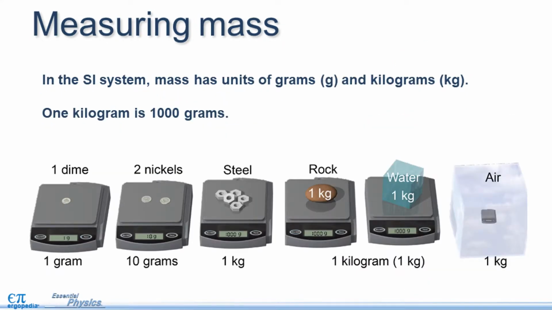In the SI system, mass has units of grams and kilograms. 1 kilogram is equal to 1,000 grams. For size comparison, 1 dime is about 1 gram. 2 nickels, about 10 grams. Those steel nuts are about 1 kilogram, the rock, 1 kilogram.